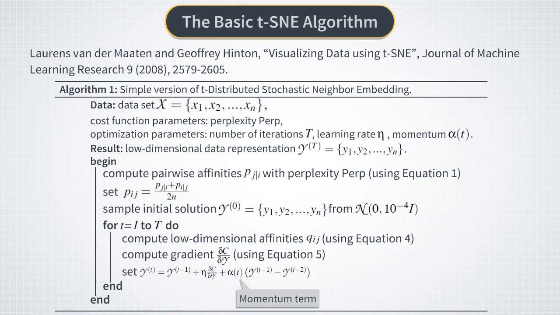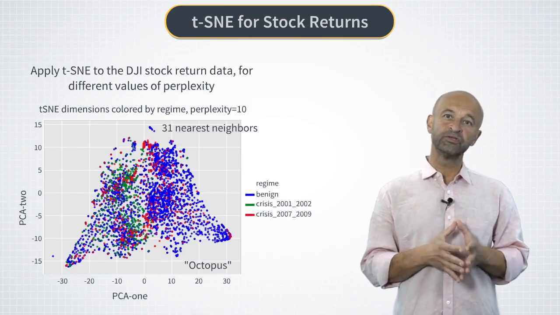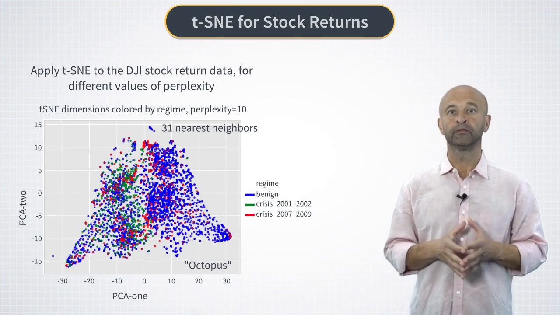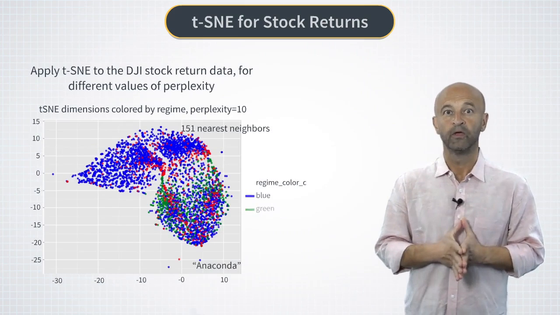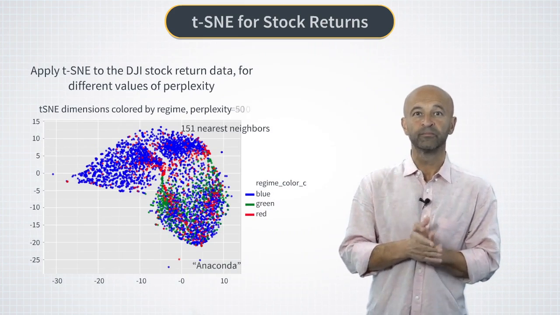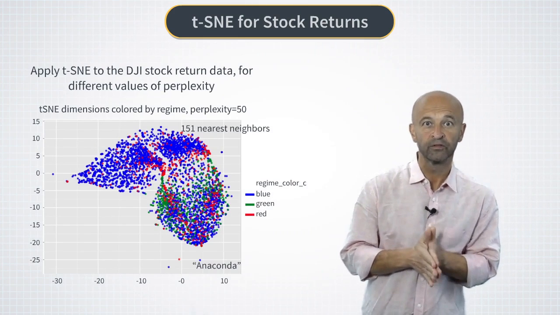But for now, let me finish this video by showing you results of the tSNE visualization of the same Dow Jones data that we used in our examples with the PCA. Let's take a few values of perplexity and draw the resulting projections. So if we take perplexity equal 10, we get this shape that vaguely resembles an octopus. But if we increase perplexity to 50, we all of a sudden get something that looks like an anaconda.